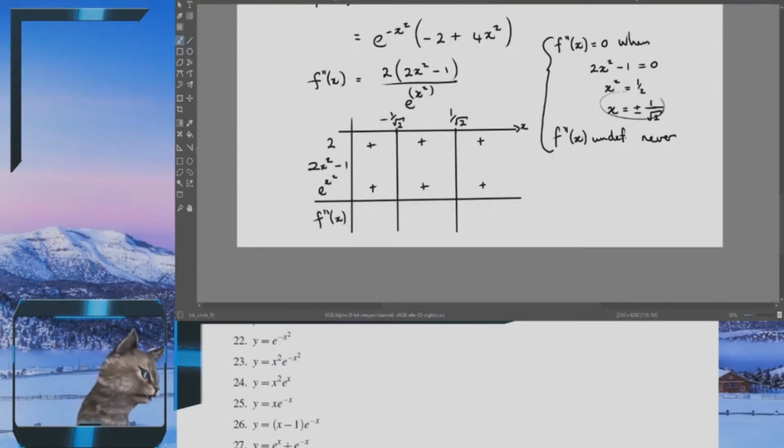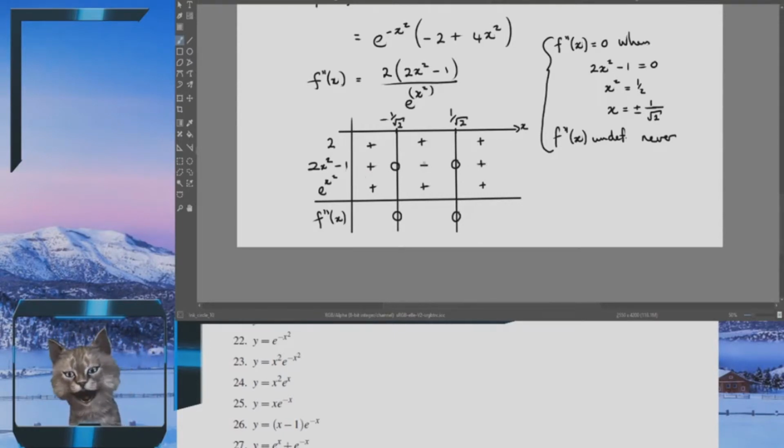But I had 2 zeros coming out of that guy. So 0 whenever I have negative 1 over root 2 and positive 1 over root 2. They are in the numerator, so it makes the second derivative 0. Plug in representative numbers, see what you get. It's going to be positive, negative, and positive.